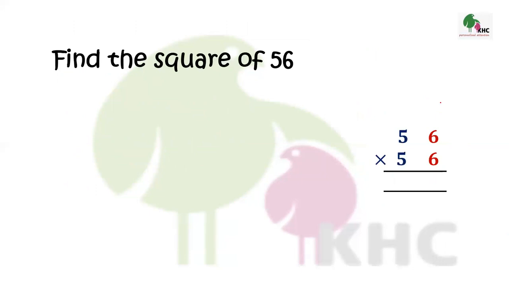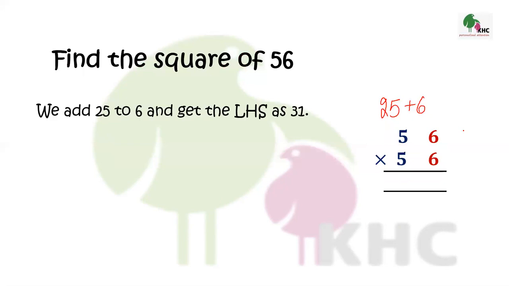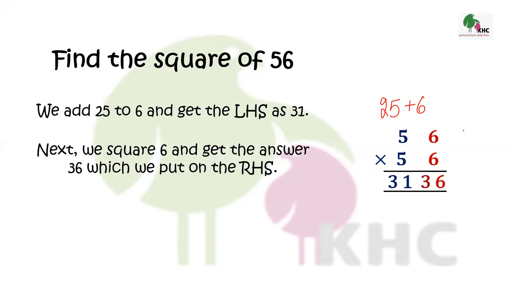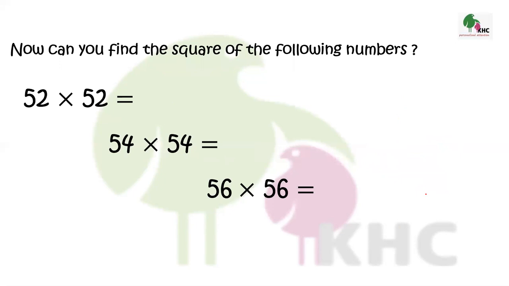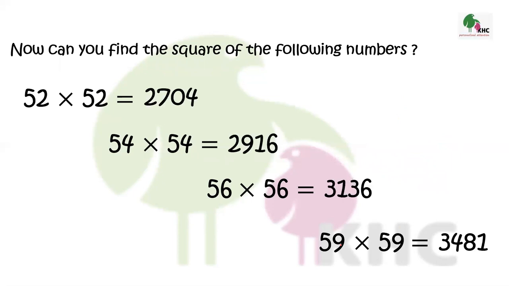Next, to find the square of 56, the trick is to add the units digit to the product of 5 and 5, or the square of 5. So 25 plus 6 is 31. Therefore, you write it as the left-hand part of your answer. On the right-hand part, you have 6 times 6, which is equal to 36, right? So the answer is 3136. That is the square of 56. Using the same technique, complete the questions out here and you can also verify the answers.